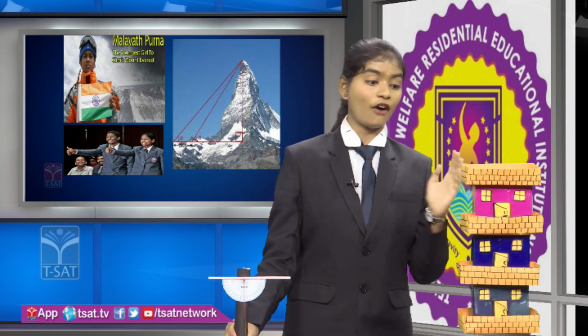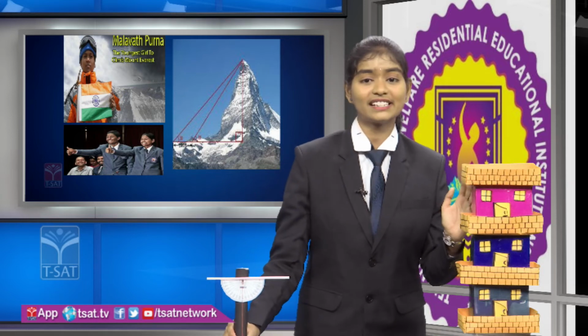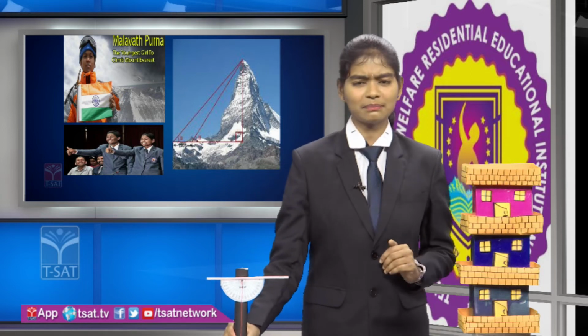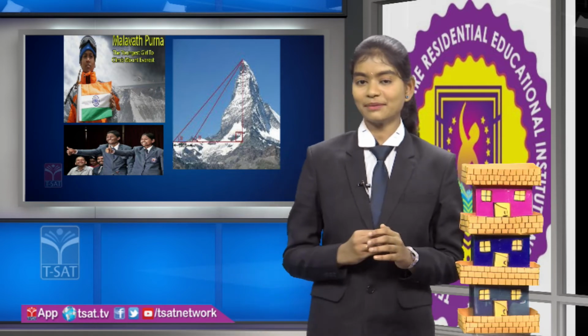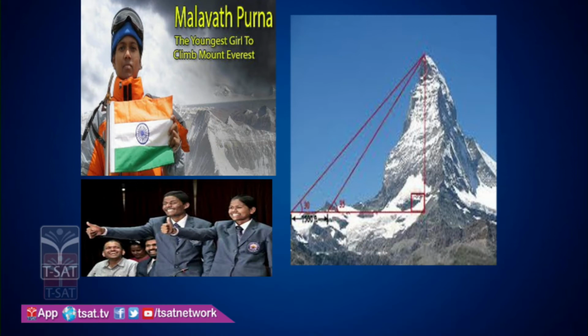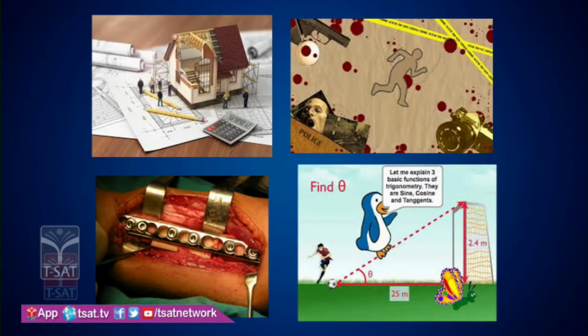Friends, I think after knowing about the real life example of this 3-storied building, you have understood how to measure angle. We can measure the angle with the clinometer. Have you cleared? Okay, friends. Now, let us know how trigonometry is used in architecture.